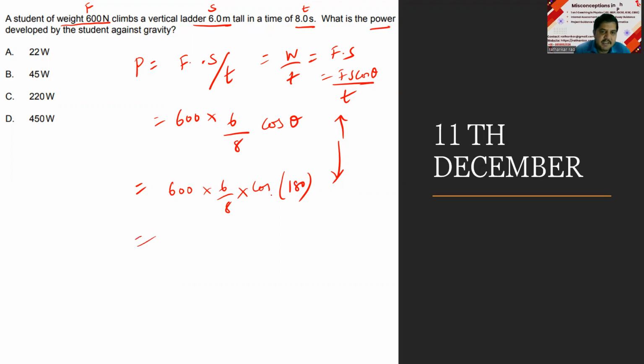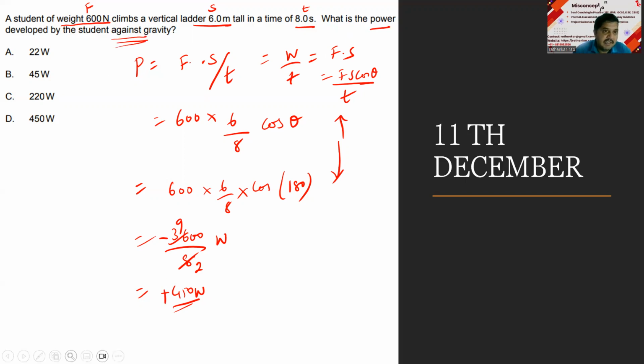When I do this, cos of 180 becomes negative. So this becomes 3600 divided by 8, minus, watt. Now I need to simplify this. 8 ones are 8, 4 twos are 8, 4 nines are 36, so minus 900 by 2, which is minus 450 watt. Here I'm getting negative, but the answer is positive. Look at the question once again: what is the power developed by the student against gravity? When I say against gravity, I'll make this positive.